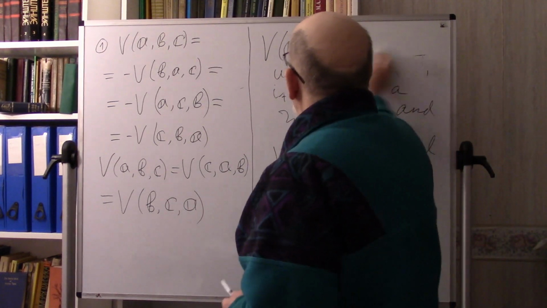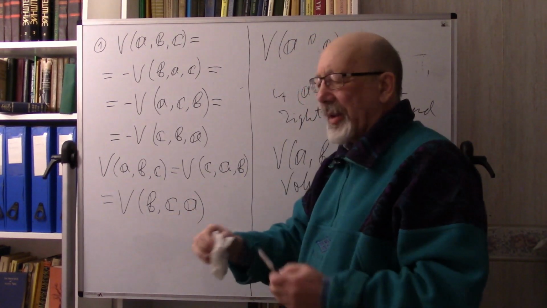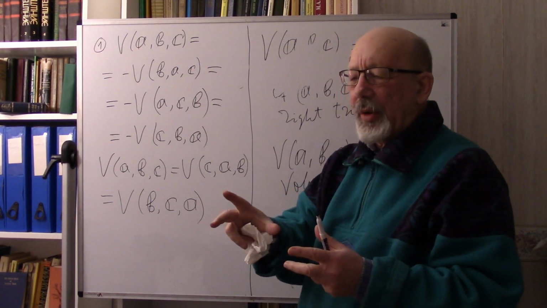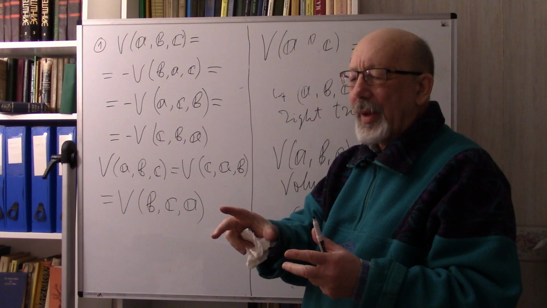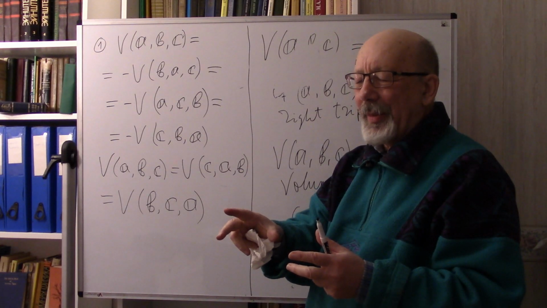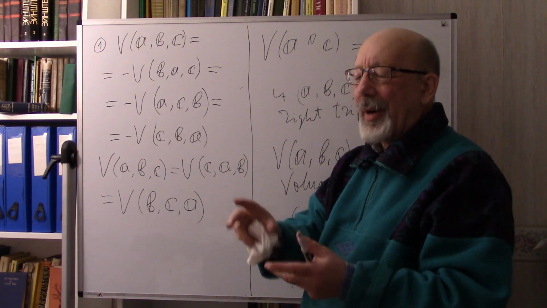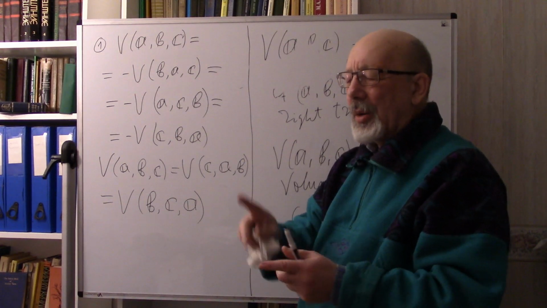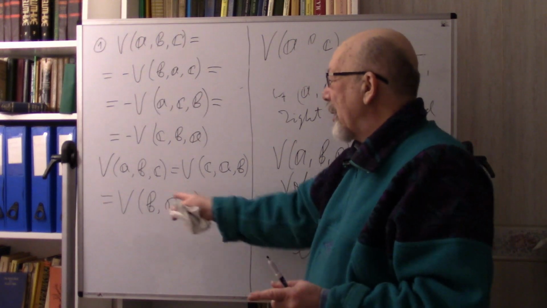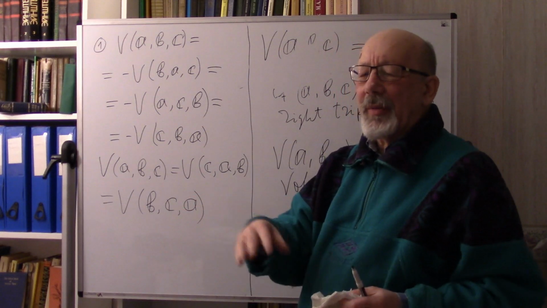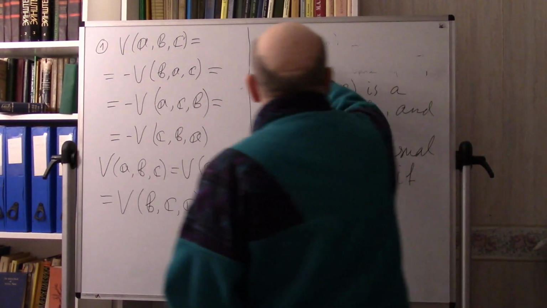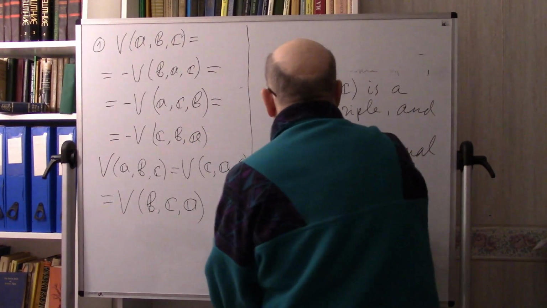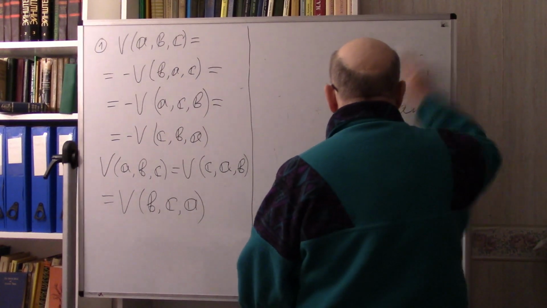Okay, and of course the usual volume of the parallelepiped is all the time the same. Yes, so we have the same parallelepiped, but depending on the order of vectors, its signed volume is either positive or negative. In three cases it's positive, and in three cases negative.